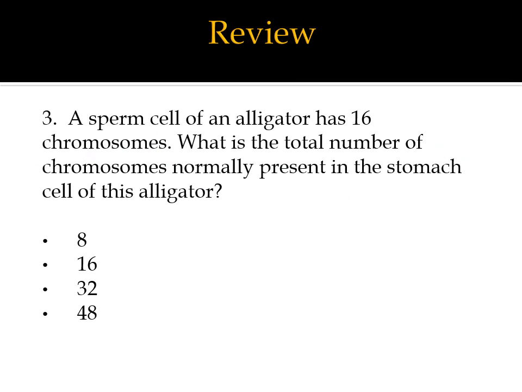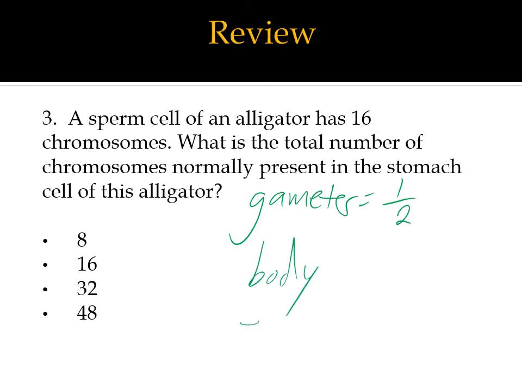This question says, a sperm cell of an alligator has 16 chromosomes. What is the total number of chromosomes normally present in the stomach cell of an alligator? Now, just remember, sperm cells and egg cells always have half. So our gametes always have half the correct amount, and body cells or somatic cells always have a full amount of chromosomes.